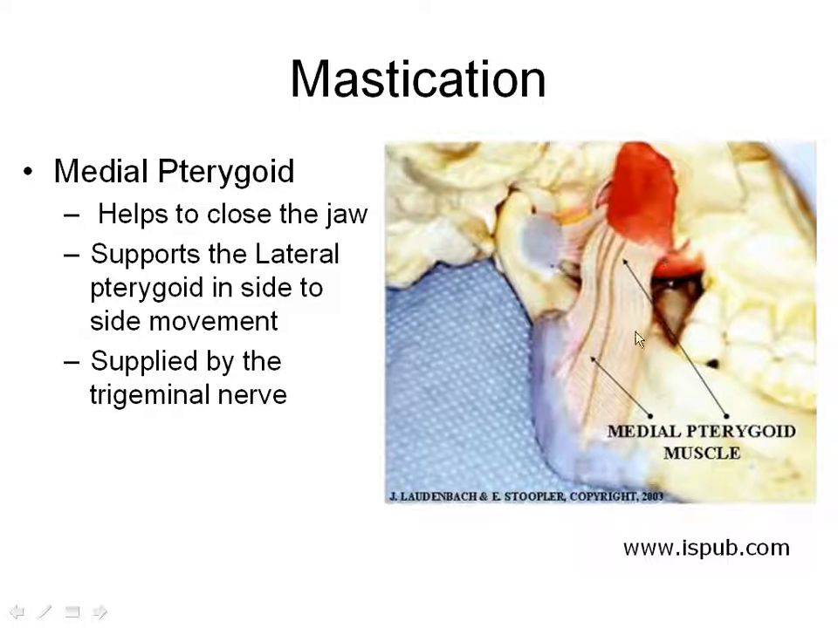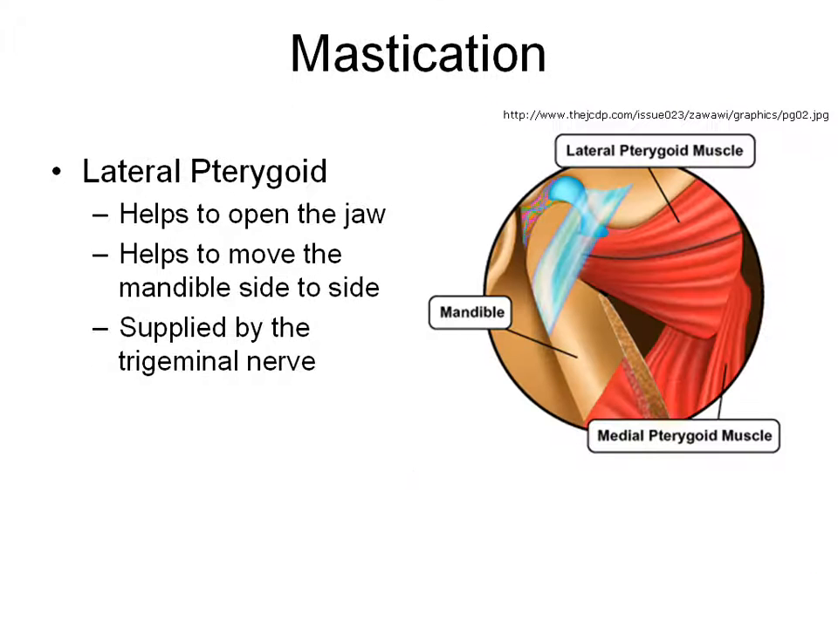In this picture, here's the medial pterygoid, and if you remove it, you can see the lateral pterygoid. These are very, very deep muscles of mastication and are unable to be seen on the models in lab, so these are only pictures of them. Here's the lateral pterygoid. The medial pterygoid has been removed, and we see the lateral pterygoid helps to open the jaw, also helping to move side to side, and supplied by the trigeminal nerve.